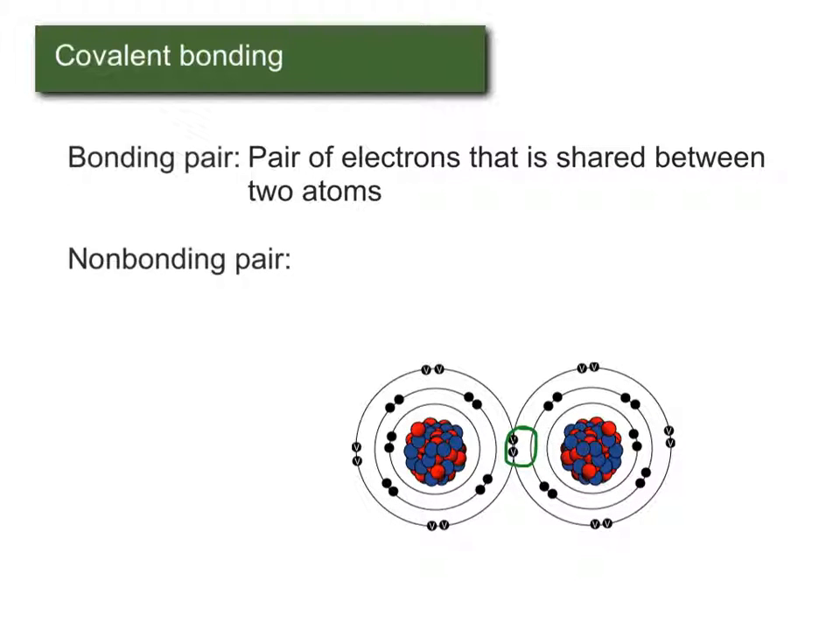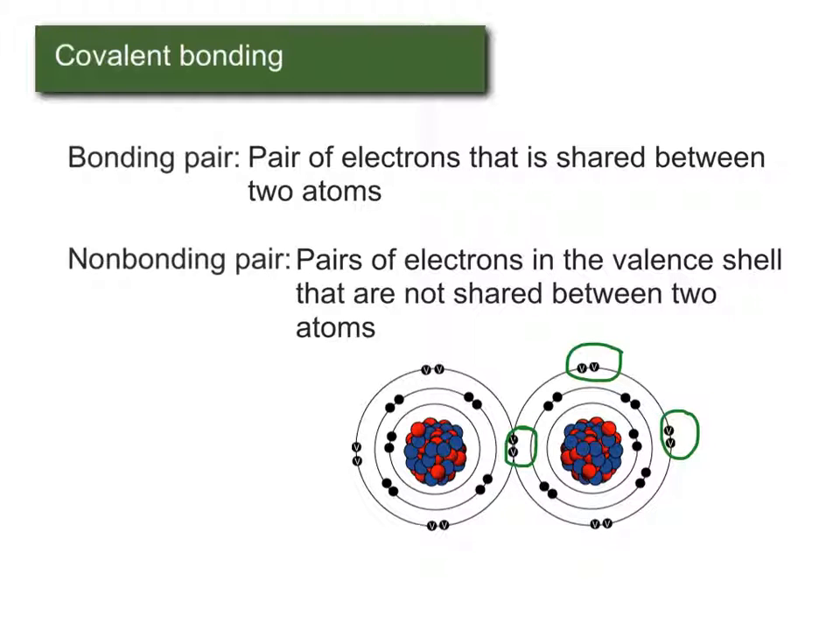It's the 2 electrons that are involved in the covalent bond, and that's the one that's shared between the 2 nuclei. The non-bonding pairs are other valence electrons, like these on both of the atoms, that are not involved in bonding, hence the non-bonding pair, but they're pairs of electrons that are still in the valence shell.